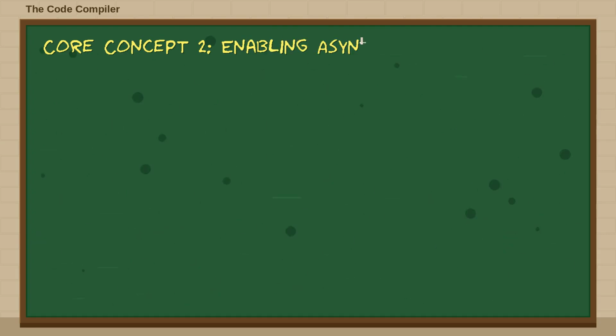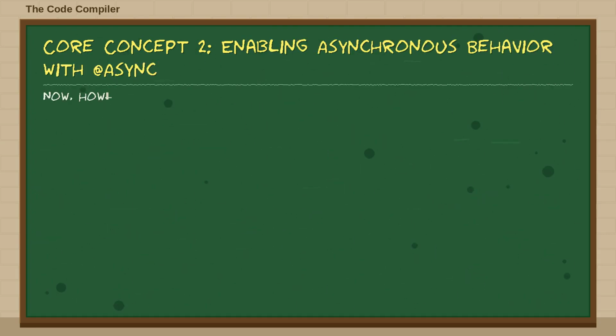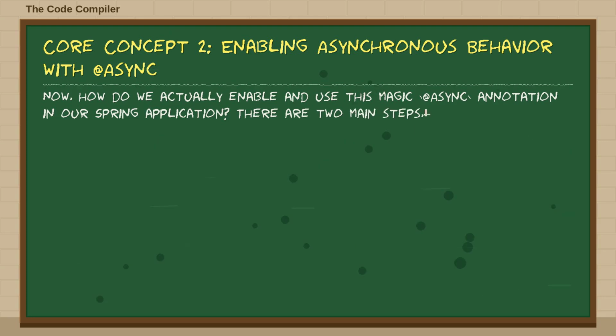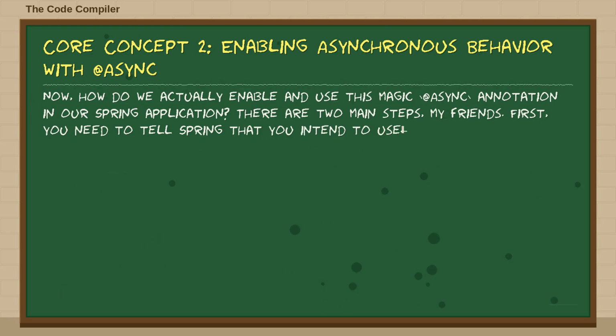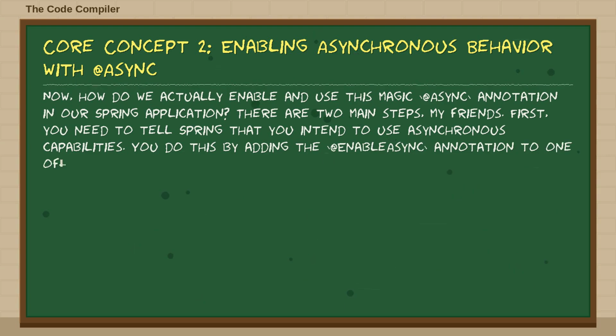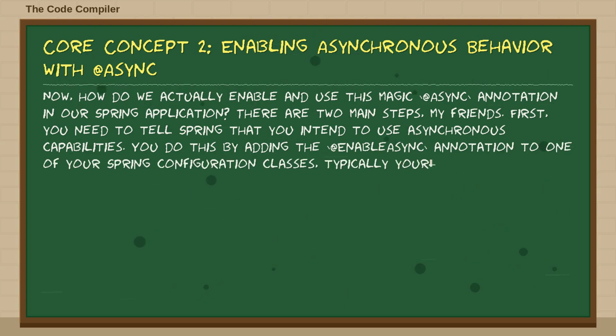Now, how do we actually enable and use this magic @Async annotation in our Spring application? There are two main steps, my friends. First, you need to tell Spring that you intend to use asynchronous capabilities. You do this by adding the @EnableAsync annotation to one of your Spring configuration classes, typically your main application class or a dedicated configuration class. This annotation activates Spring's asynchronous processing power.